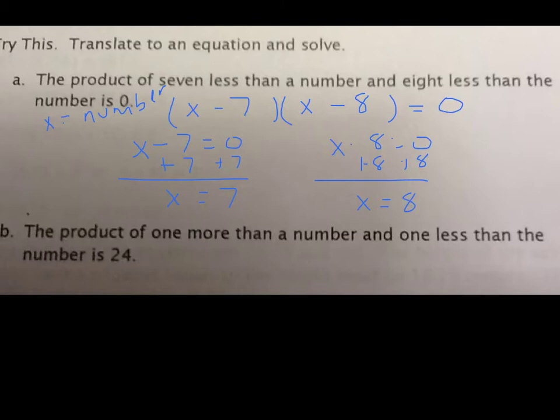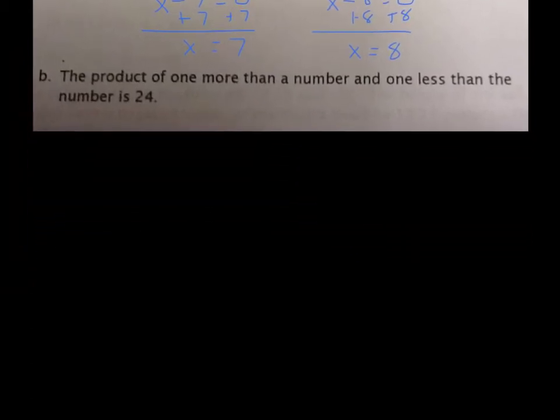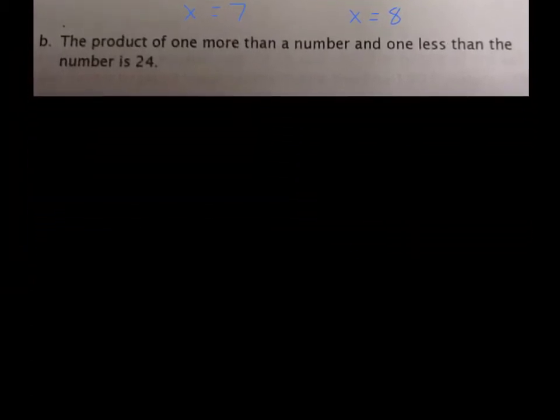Let me slide this up. Okay, the next one. Let's do this one in red. The product of one more than a number and one less than a number is 24. So again, x equals the number.